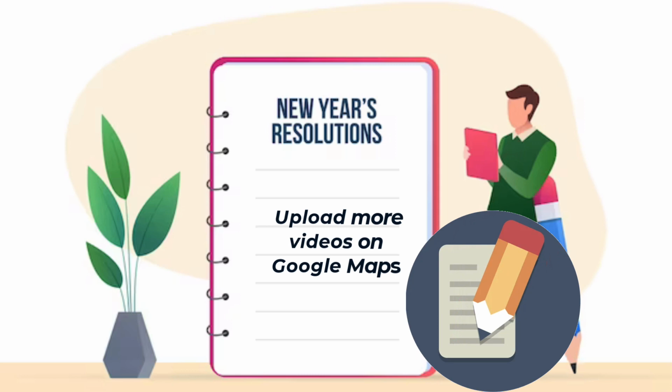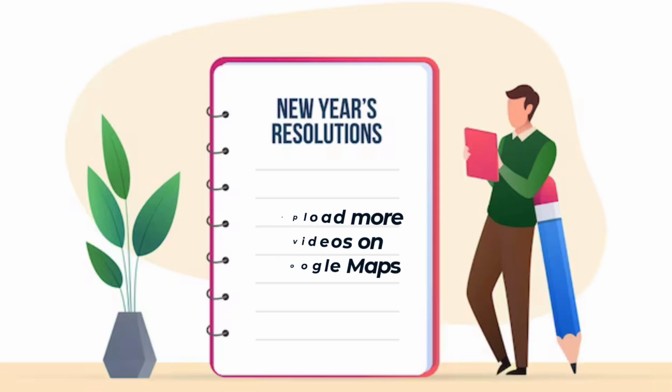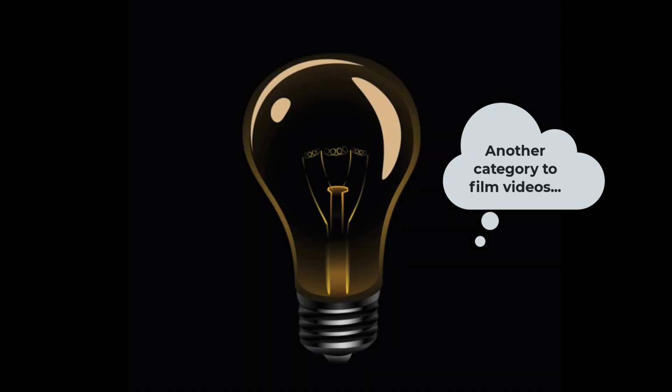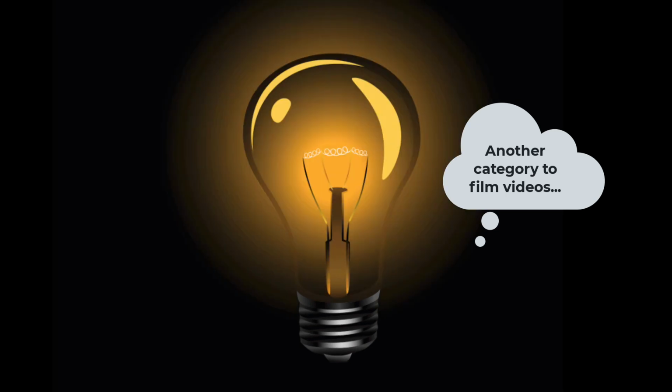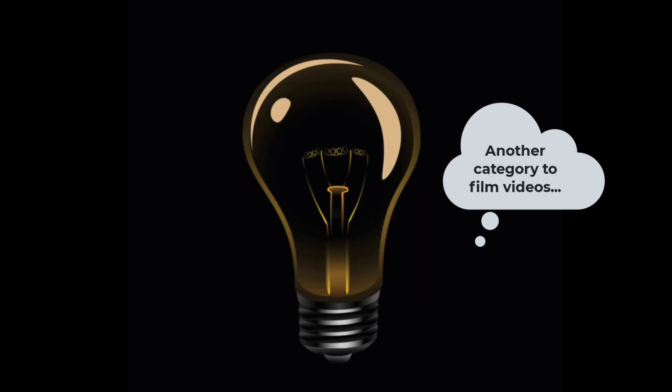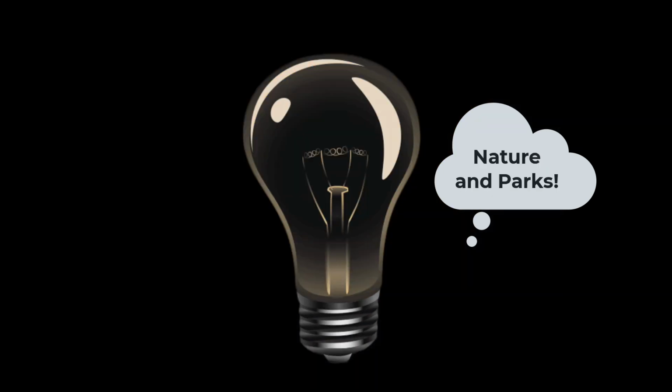Uploading more videos onto Google Maps. As such, I thought I would delve into another category on maps where you can capture videos: nature and parks. Here are 5 ideas of what you can include in your Google Maps videos of nature and parks: trailhead area, bird's eye view, trail accessibility, movement and sound, and landmarks.